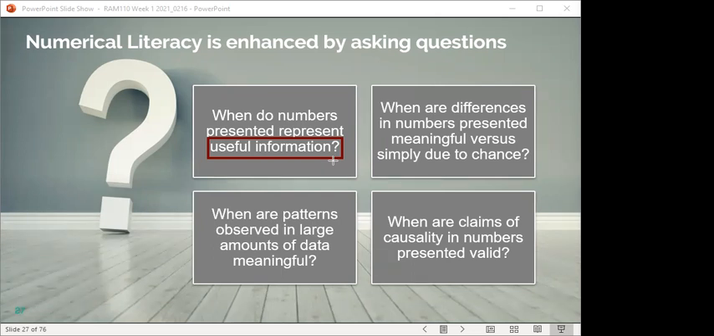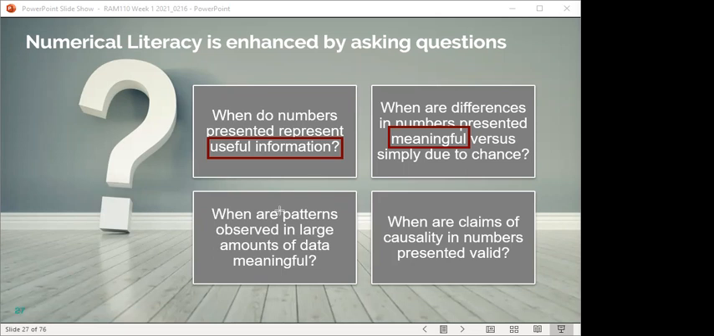So really governing what is useful and what is not is a big deal. All right. Next, when are differences in numbers presented as meaningful versus simply due to chance? Meaningful means there's a difference that is quantifiable. You can actually see the difference, understand the difference, and it truly is different, versus just one number being different because it came from a sample, and the sample didn't represent the whole population, and this number came from another sample, and although the numbers are different, they're only different due to chance, not because it's a meaningful difference.